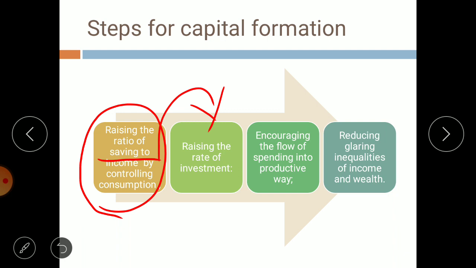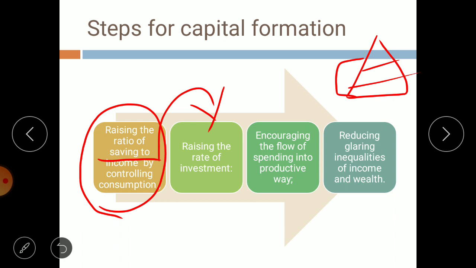And the last step is reducing glaring inequalities of income and wealth. Not only developing countries, but every country has three classes in the population, that is rich class, middle class and poor class. But in a developing economy, the gap between the rich class and the poor class is too much. It is a very high gap between the rich class and the poor class.